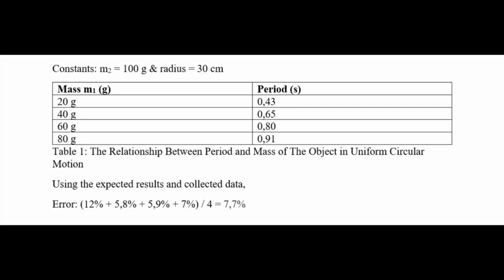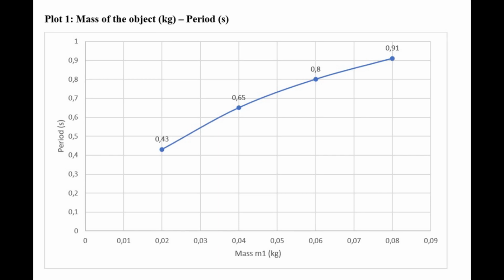In this part of the experiment, the relationship between mass of the object that is moving in uniform circular motion and period of this motion was observed. Collected data are 0.43 seconds, 0.65 seconds, 0.80 seconds, and 0.91 seconds as M1 changes from 20 grams to 40, 60 to 80 grams. This data confirms that when other variables are constant, increase in mass of the object results in increase of the period.